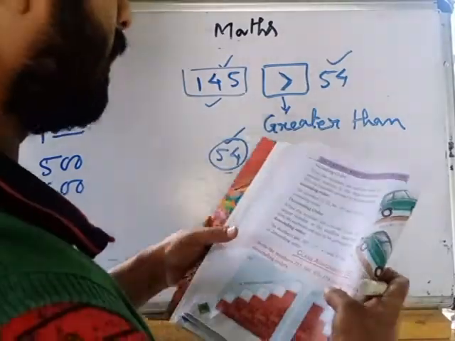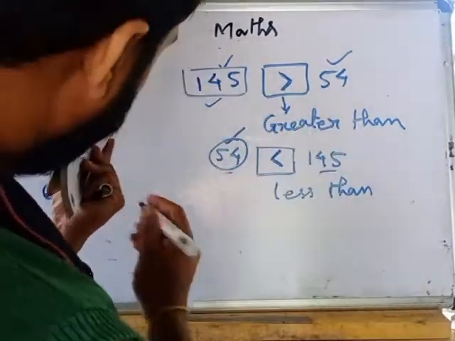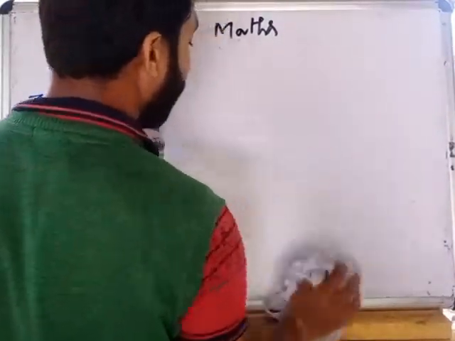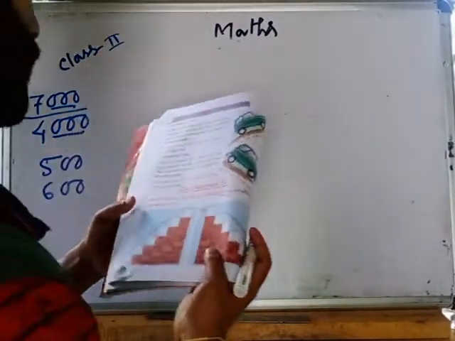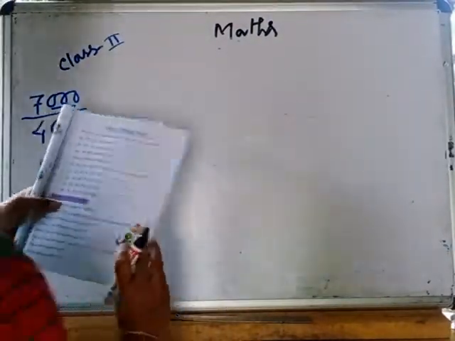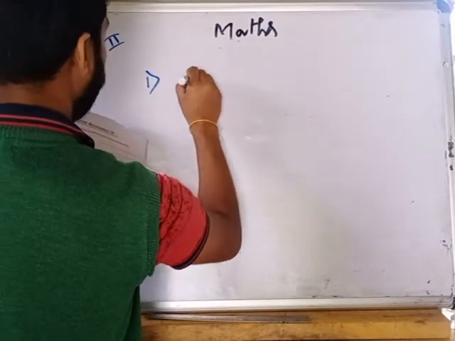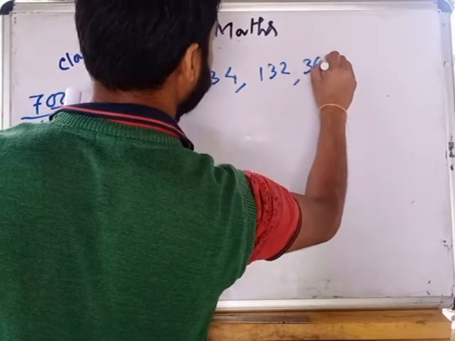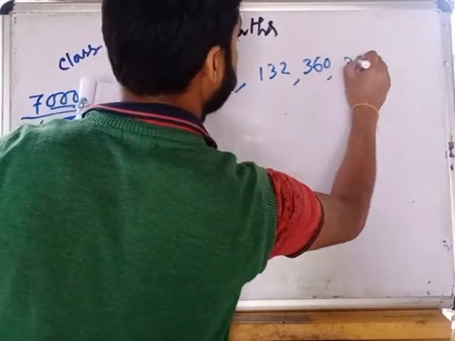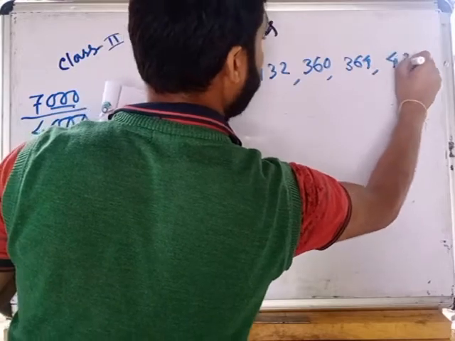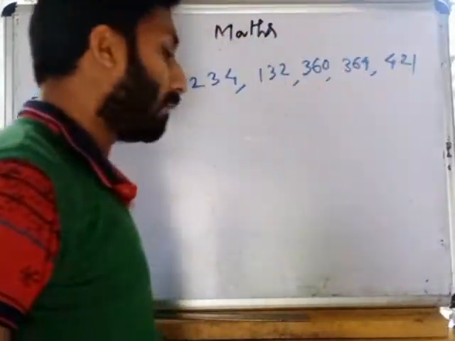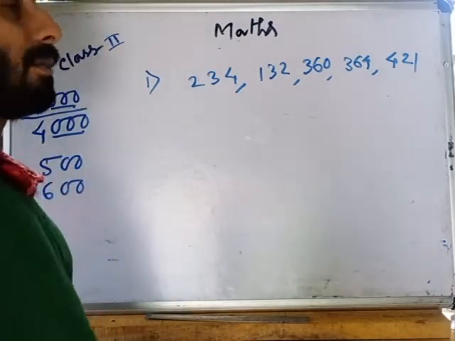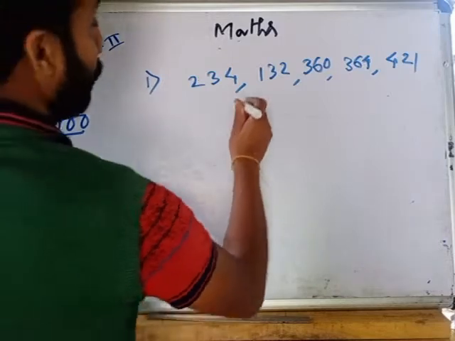Arrange the numbers in ascending order. That means smallest to biggest. At first you should write here the smallest number. 234, 132, 360, 364, and 421. If we arrange the numbers in ascending order, that means we should arrange them from smallest to biggest. Which one is the smallest?